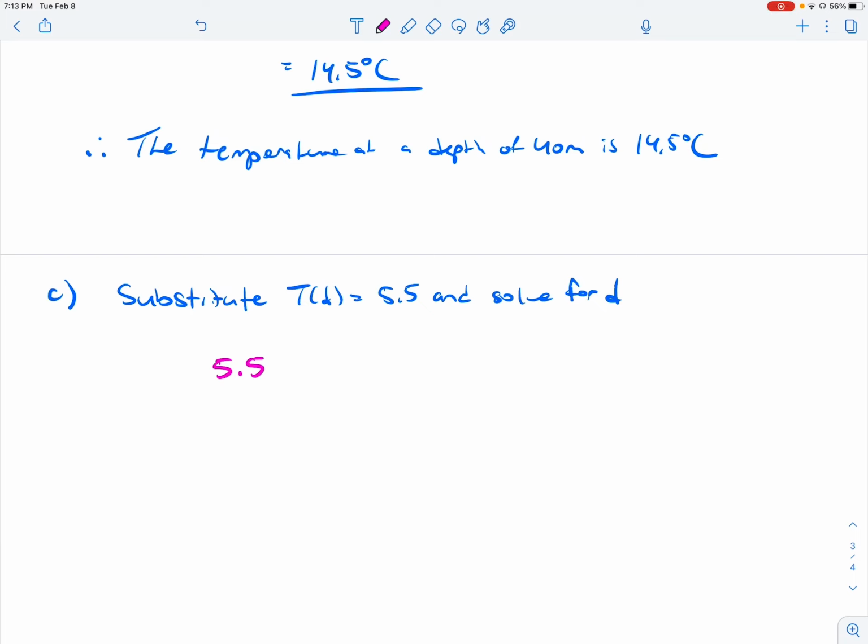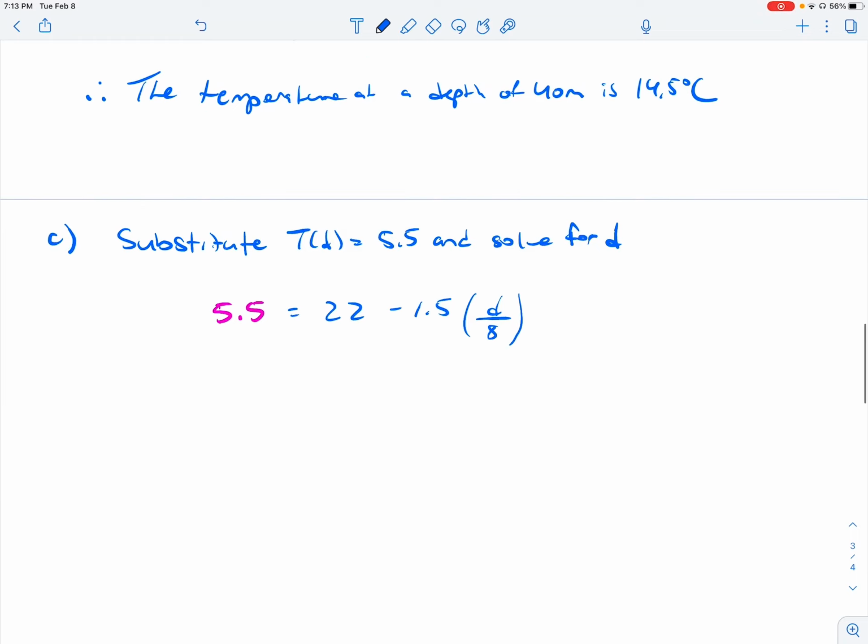So 5.5 is T of D, the left side of the equation. And now we can let that equal the right side, 22 minus 1.5 D over 8. Now we can go ahead and try to calculate D. So to calculate D, I got to isolate for it. I got to get it all by itself. Remember when you're rearranging equations, whatever you do to one side, you have to do to the other side.